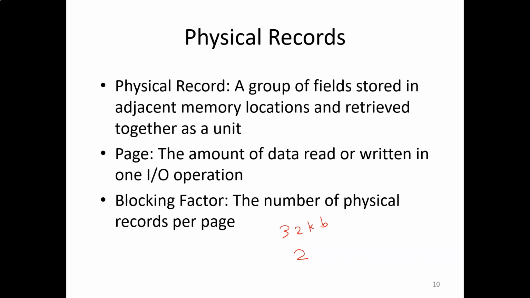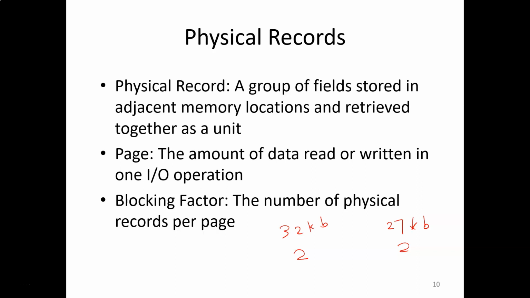What if your physical record is 27 kilobytes? What's the blocking factor? Well, it's still 2, because 2 times 27 is 54, and you have 10 kilobytes left, but it's not enough to read another physical record. Well, then this physical record is probably not very efficient, right? Because every time you read or write, you are wasting 10 kilobytes capacity here.